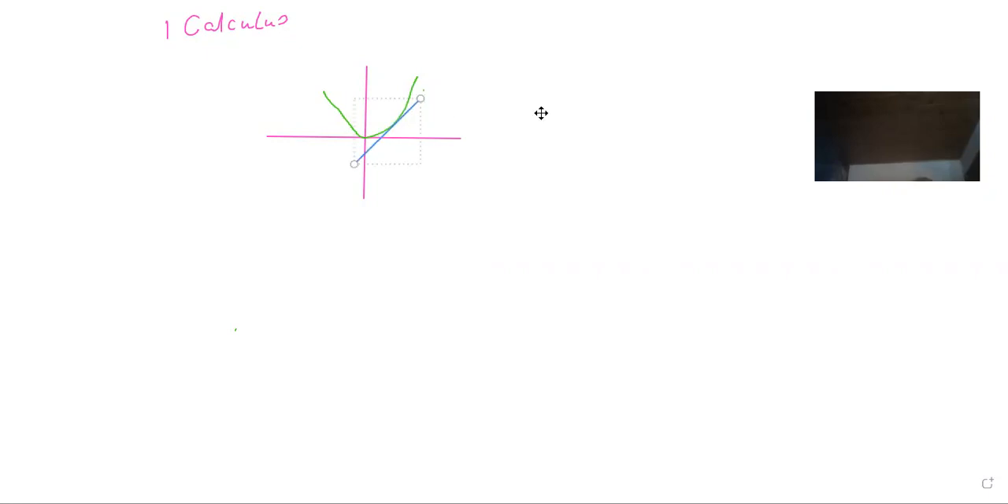A tangent will touch the curve at only one point. A tangent touches the curve at a point. Now this f of x is the basic quadratic there. Now, a tangent is of course a line.